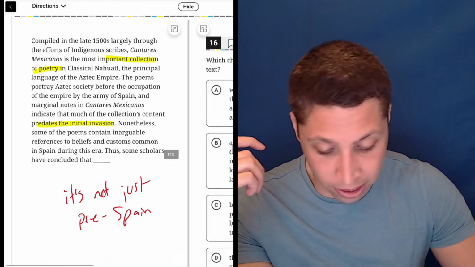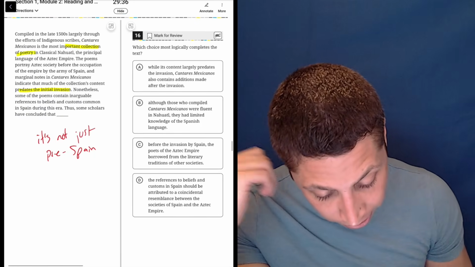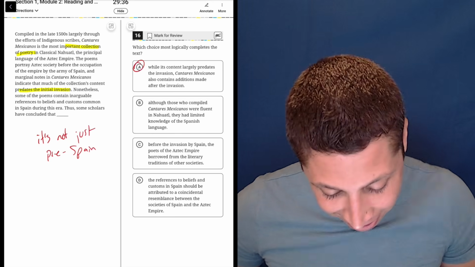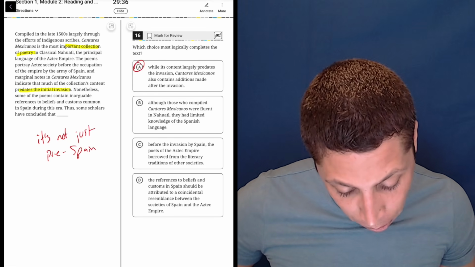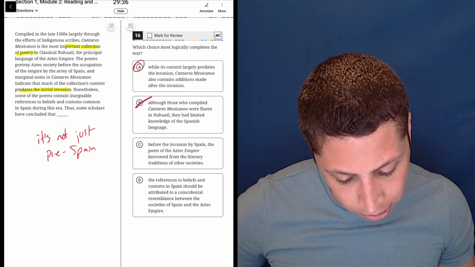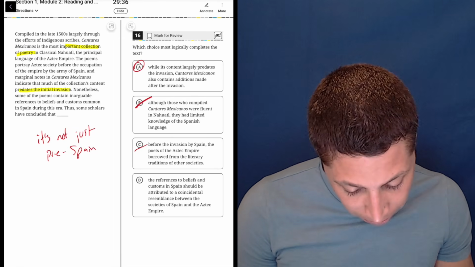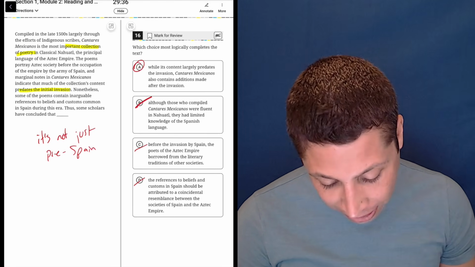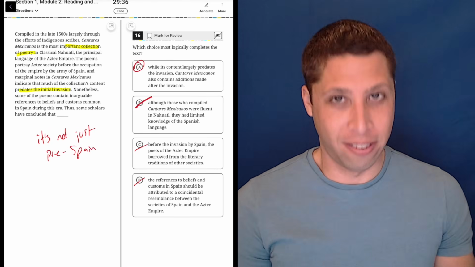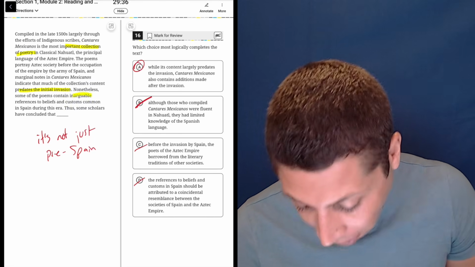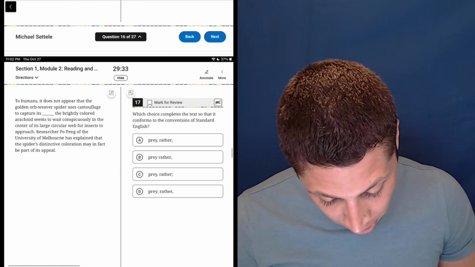That's what it's going to say, something like that. While its content largely predates the invasion, this thing also contains additions made after the invasion. That's probably it. Although those who compiled this were fluent in Nahuatl, they had limited knowledge. No. Before the invasion of Spain, the poets of the Aztec Empire borrowed from the literature. No. The references to beliefs and customs in Spain should be attributed to a coincidental resemblance. No, that's a big leap. It's much more likely that it's just from Spain. It says they're inarguable references. Definitely A. Oh, all right, now we're at grammar.